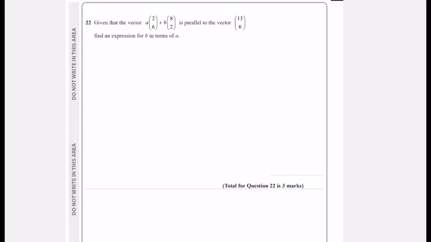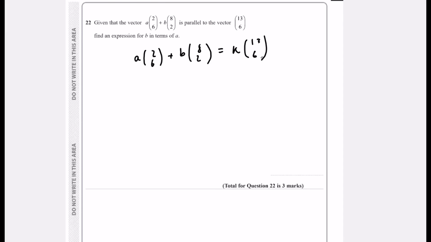Question 22. Given that the vector a times (2, 6) plus b times (8, 2) is parallel to the vector (13, 6), find an expression for b in terms of a. So if it's parallel to this vector, that means it's some multiple of that vector. So we can say that a times (2, 6) plus b times (8, 2) is something times (13, 6).